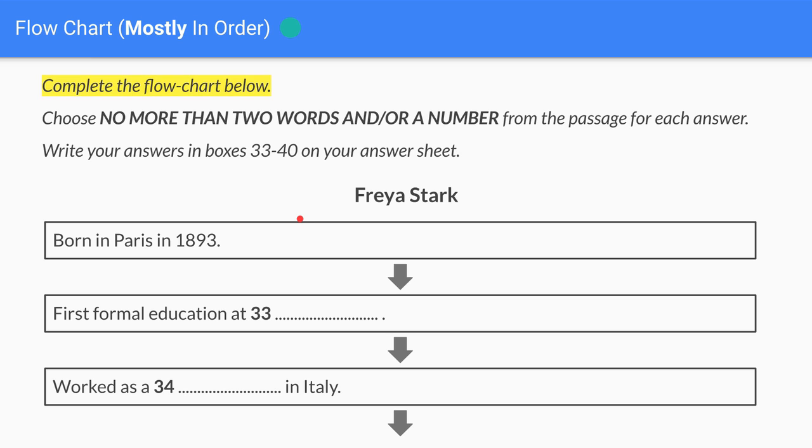The first thing you will notice is that here it says complete the flowchart below, and then over here you can see that you basically have a sequence of things happening one after the other. Now this question is pretty simple. It's easy to answer, as you can see here by the green dot, and this question goes mostly in order.